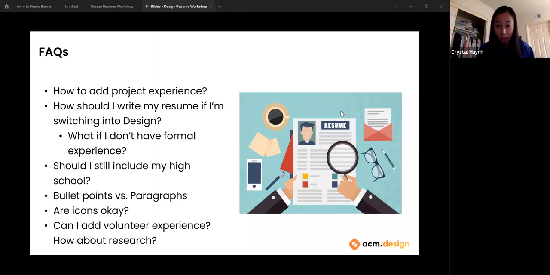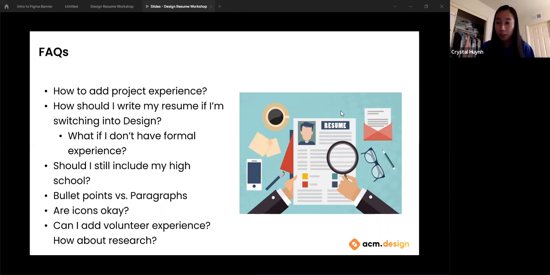Bullet points versus paragraphs. This is a good one, where you might see two different resumes with different work sections. Some bullet their responsibilities, and some have a small 3 to 4 line paragraph summarizing what they did. For this one, especially in design, I think it just depends on you. I personally like bullets a lot more, but some of the examples I will show you have paragraphs instead. So that's up to you, personal preference.